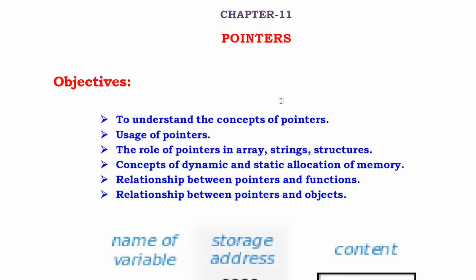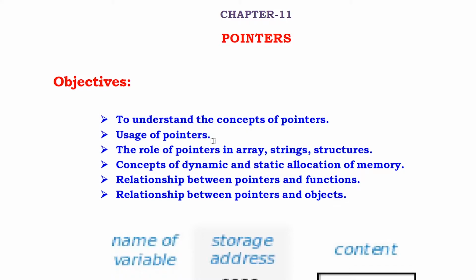So what are we learning in this chapter? The first one, we try to understand the concept of pointers. That is, what is a pointer, how do we declare pointers, and how do we initialize pointers? And we try to understand what operations we perform with pointers. Then we think of the usage of pointers, where we use them, and what the advantages of having pointers are. That also we are going to discuss.